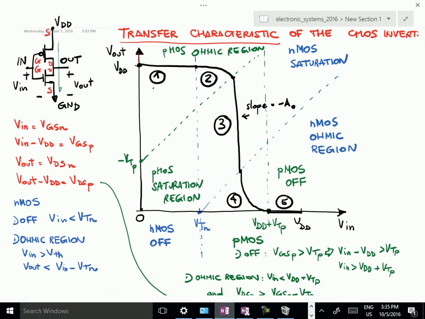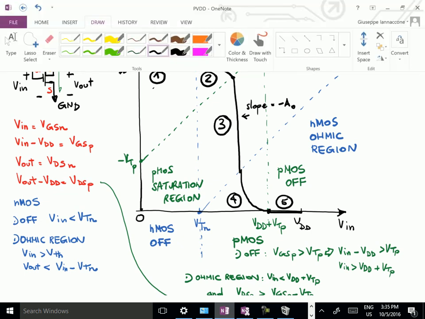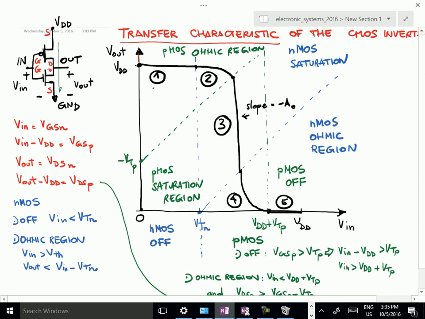One consideration that we should do now is this one. What is the almost ideal line that we would have as a transfer characteristic? The line that would give us the maximum noise margin for the high level and for the low level. I can draw it because it is relatively easy to think about. We would like something like this.